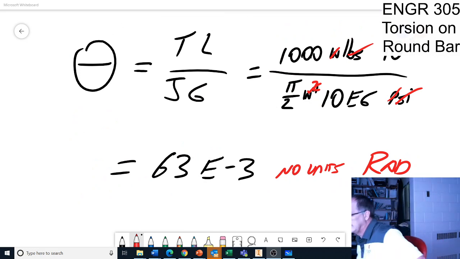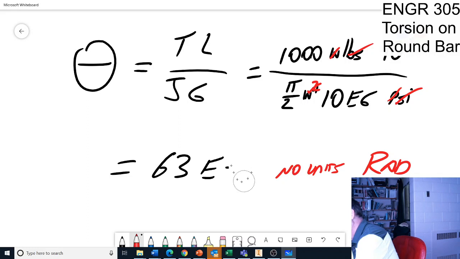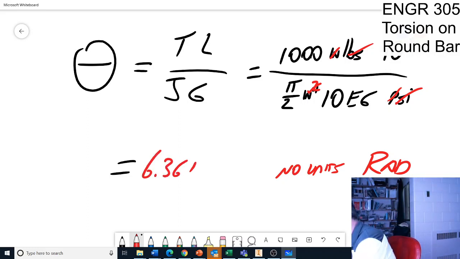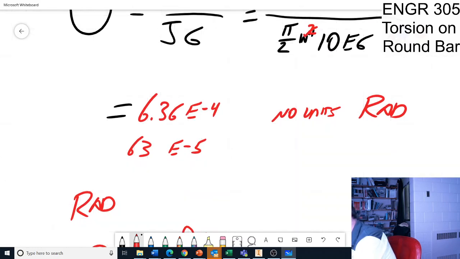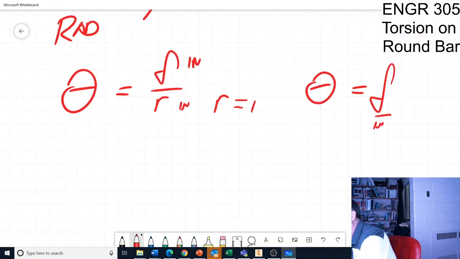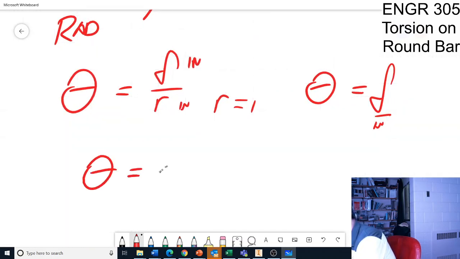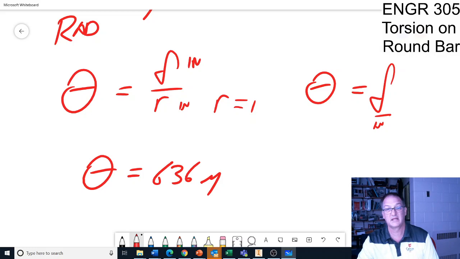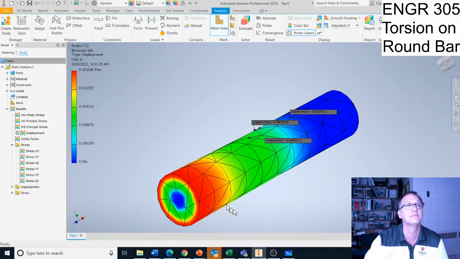Okay, so the first problem I got is it's not 63 E negative 3. What my calculator actually shows is 6.36 E to the negative 4th, and then I moved it the wrong way. If I move it to 63, it becomes E negative 5. What I really probably should have written is 636 micro. Okay. Or if I keep going down here, theta is equal to 636 micro. All right, now with that added, I go back and I'm still not matching up. So I've got something else.